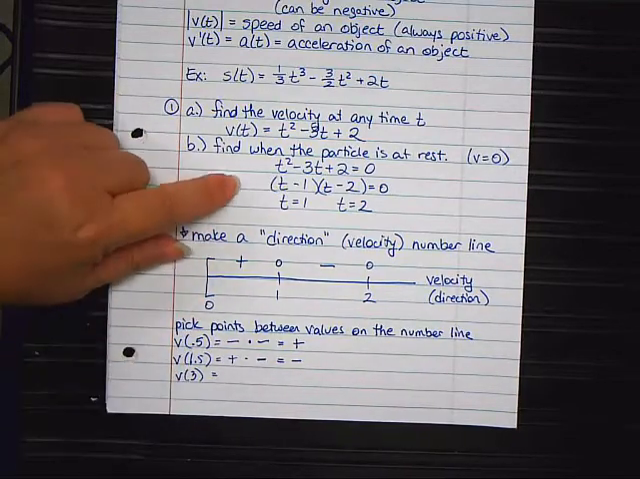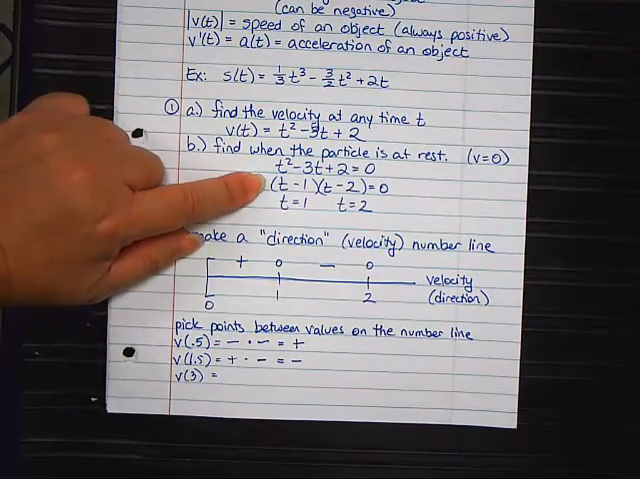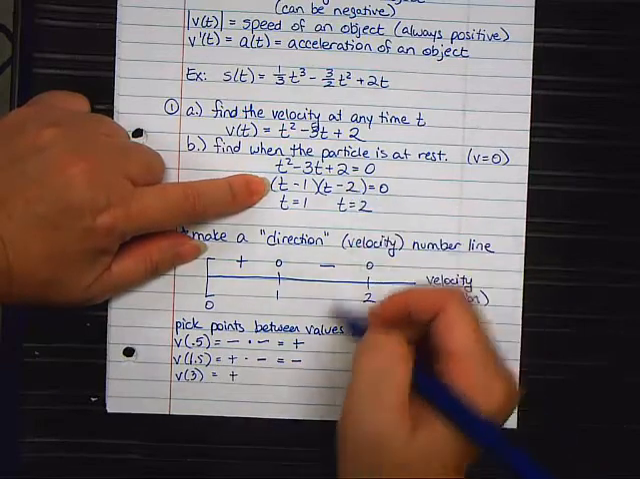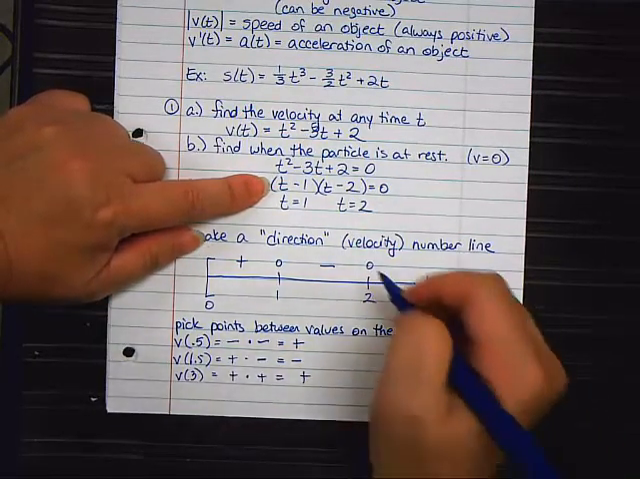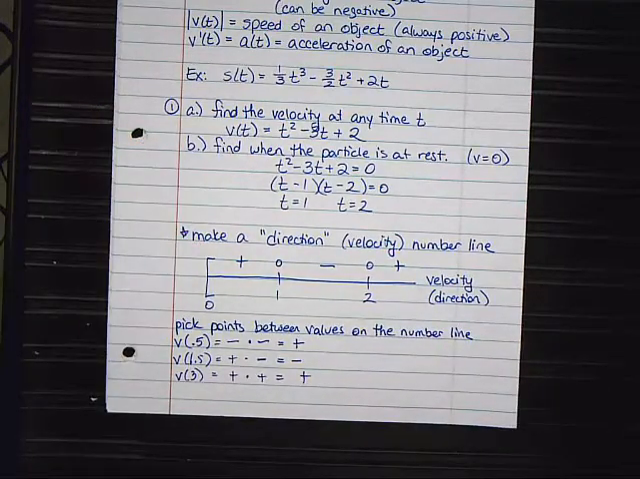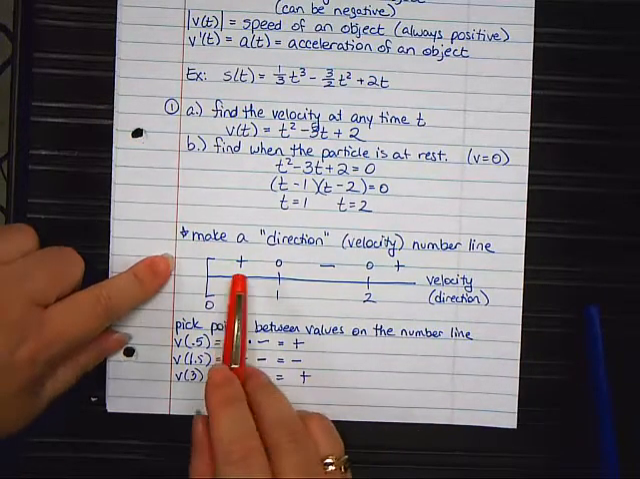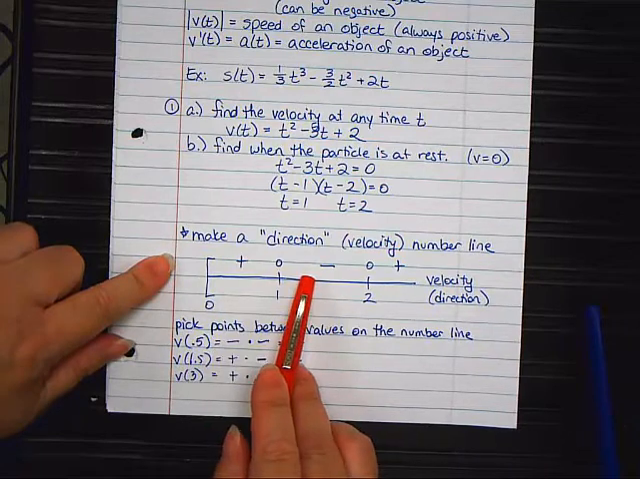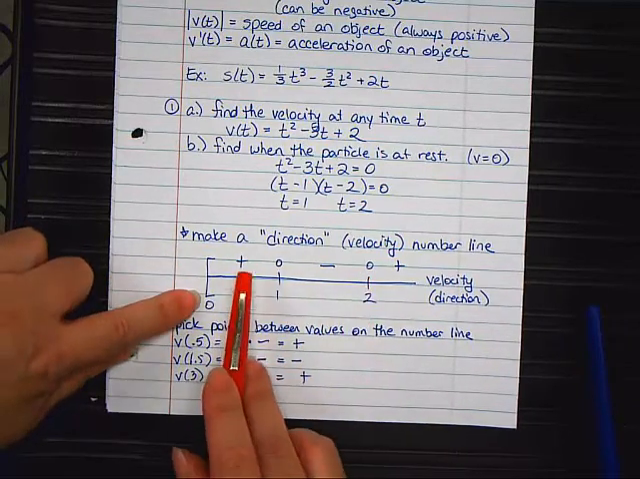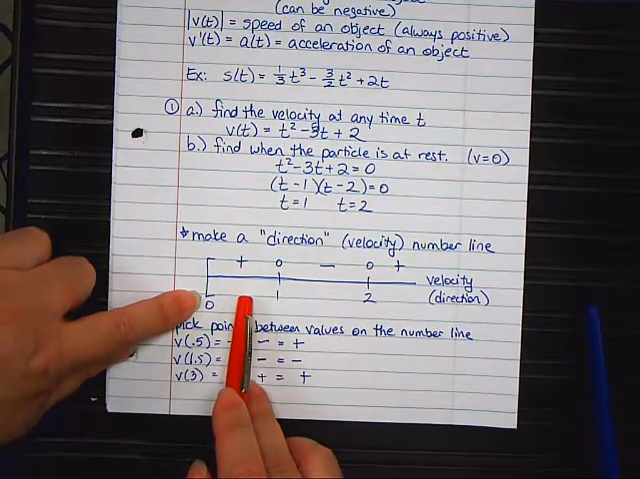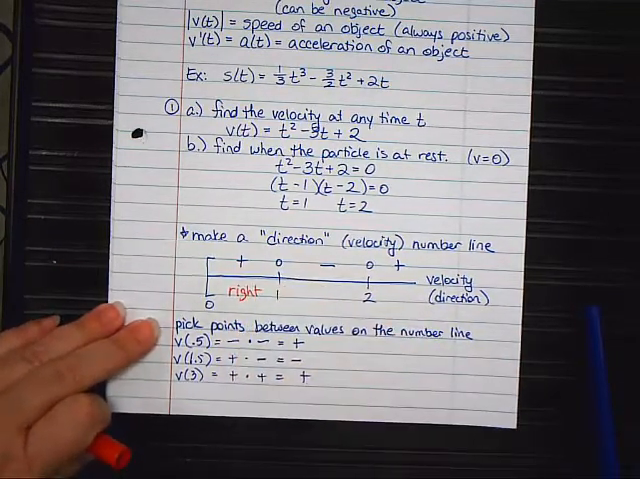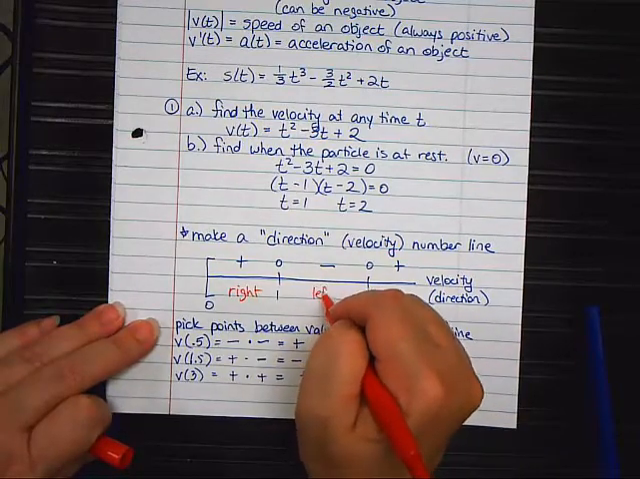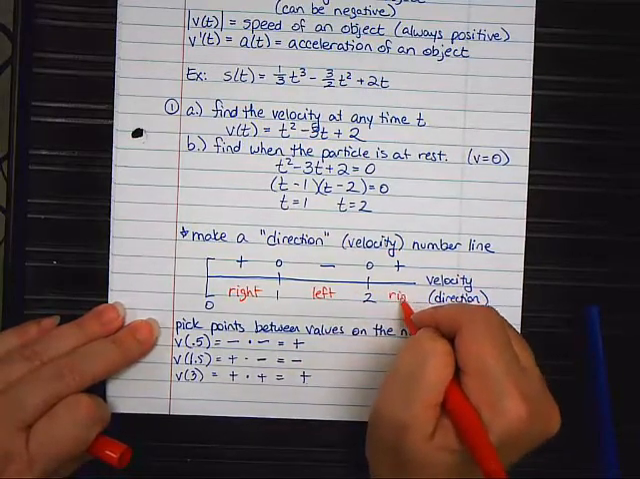Okay, plug 3 into these two equations. The first one, 3 minus 1, that's positive. 3 minus 2, that's positive. Positive answer. Okay? So, the velocity is positive, then negative, then positive. What does this positive velocity mean about its direction? It is moving to the right. So I'm going to write the word right there. And then it's moving to the left, and then it's moving to the right.